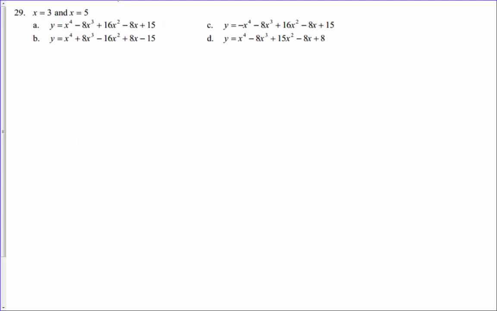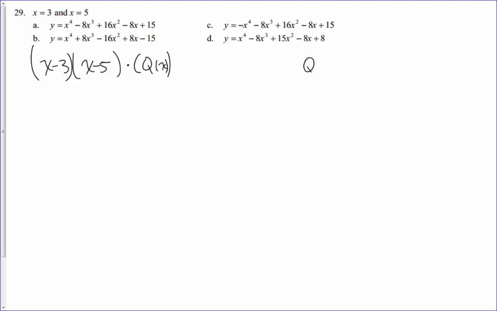Number 29 says, what is a quartic function with only the two real zeros given? So we only have x equals 3 and x equals 5. So we need to write our quartic. Well, to turn these into factors, we're going to do (x minus 3) and (x minus 5), because remember, you always do x minus this number to turn them into factors. Now, remember, we have to multiply by some q of x. We have to multiply by some polynomial that only has imaginary roots.